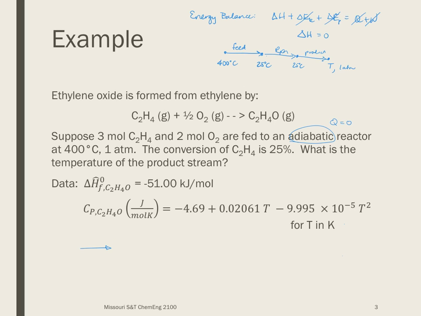My system is pretty simple. I have a feed that's 3 moles of C2H4 with 2 moles of O2, and I'm going to have coming out some C2H4, the rest of the oxygen, and some of the product C2H4O. So I can write a material table on this. I can use things such as the definition of conversion. Let's do those calculations.